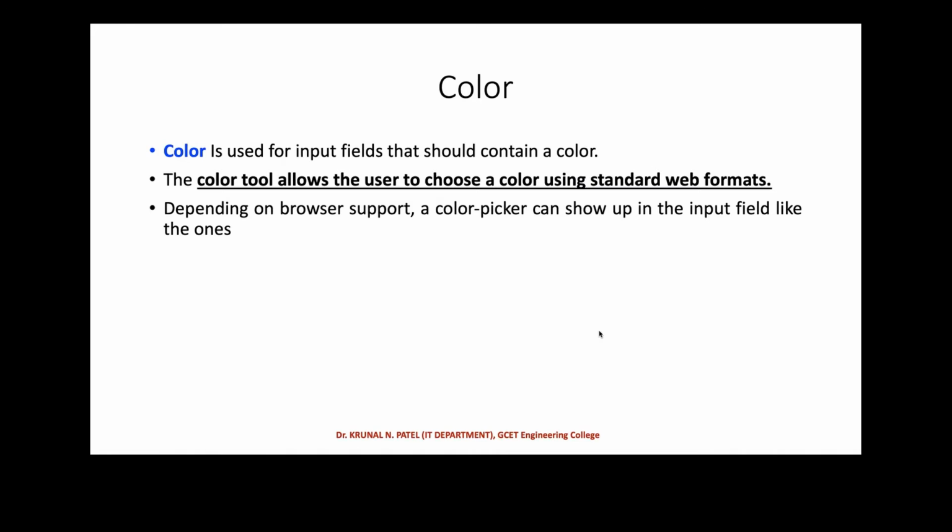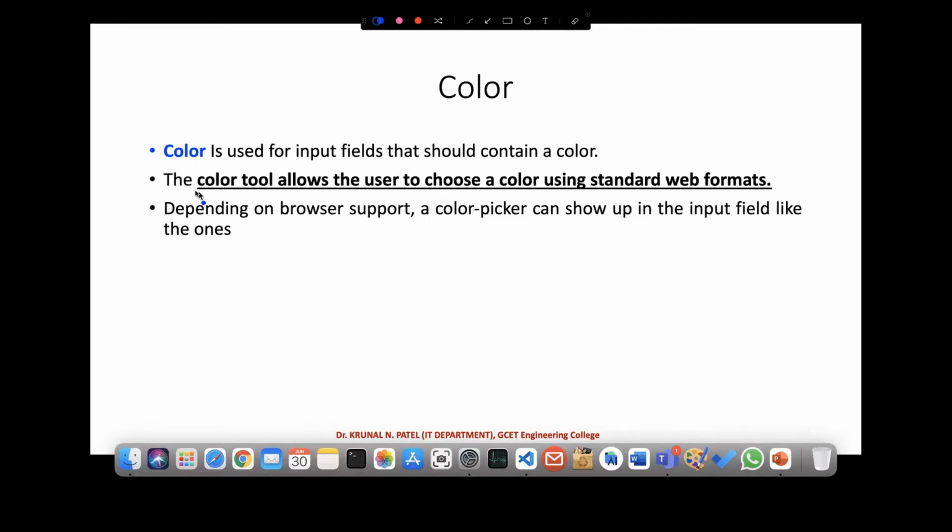First of all, we are going to start with color. Color is used for input fields that should contain a color. Nowadays this is a very common facility that all the OSes and software provide: whenever you want to select some color, you click on that and a color dialog box will pop up. That kind of dialog box pops up in HTML also. It is known as the color tool.